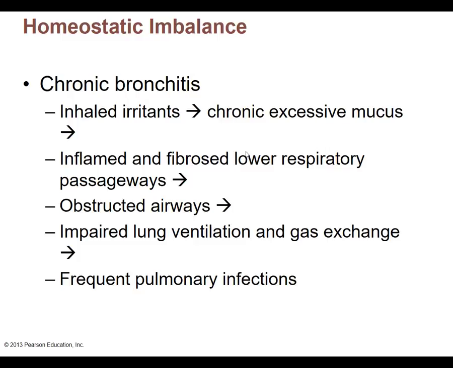Now, this excessive mucus in your bronchial tubes will inflame your mucosae. All of those membranes inside your respiratory tract start to become fibrosed, and your lower respiratory passages no longer can expand. They no longer can receive as much air anymore, and you start to get obstructed airways. Now, obstructed airways means impaired lung ventilation, air in and out. Less air in and out means less gas exchange.